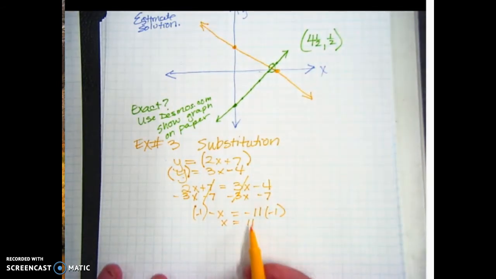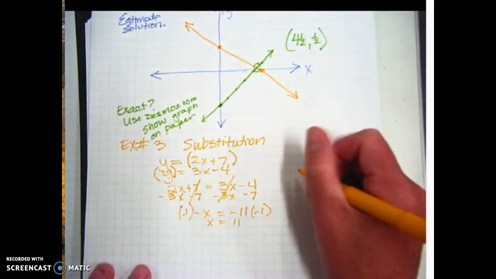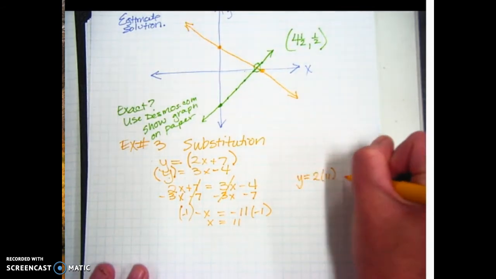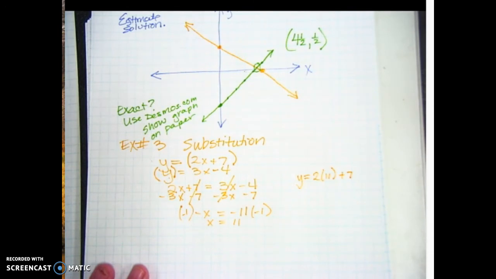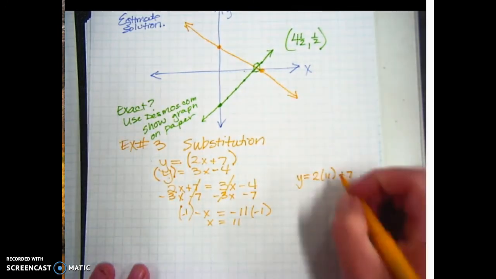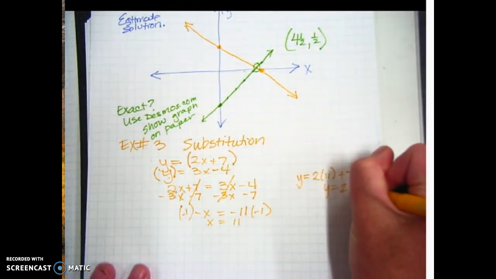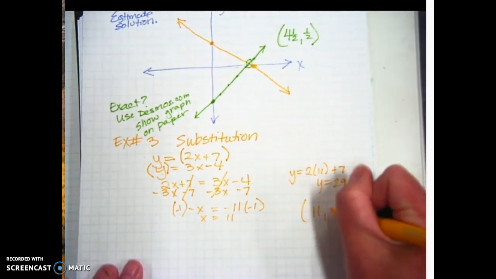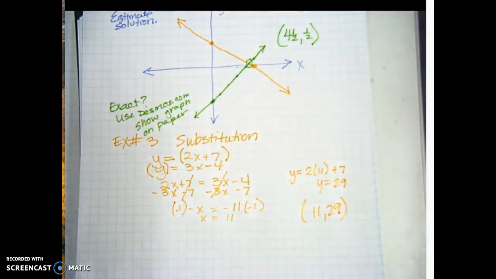And then that 11, you can plug into either of these two original equations. The first one looks slightly easier. So I'm going to say that y equals 2 times 11 plus 7. So that's what, 22, 29? All right, so what, 11 and 29. Any questions on that one?